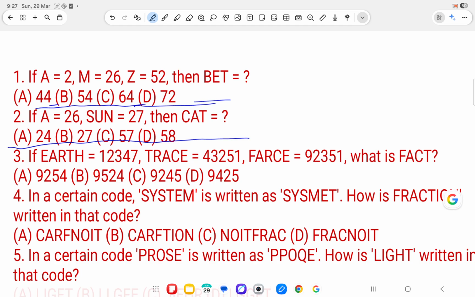First of all, if you have an idea of alphabet numbers, we can easily guess the question. Actually, A's count is 1, but it is given 2, so into 2. Then M is 13, so into 2 gives 26. Now Z is 26, actually, into 2 is 52.